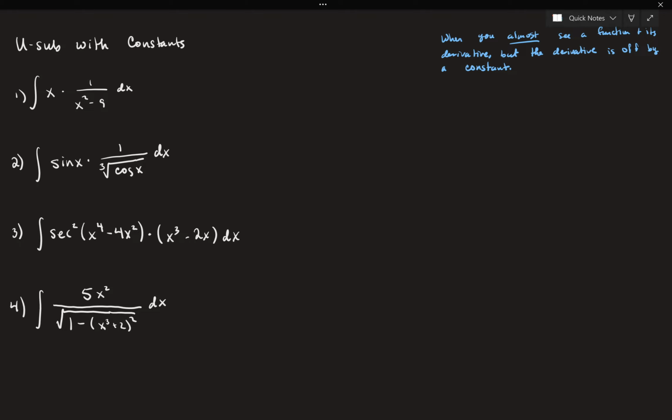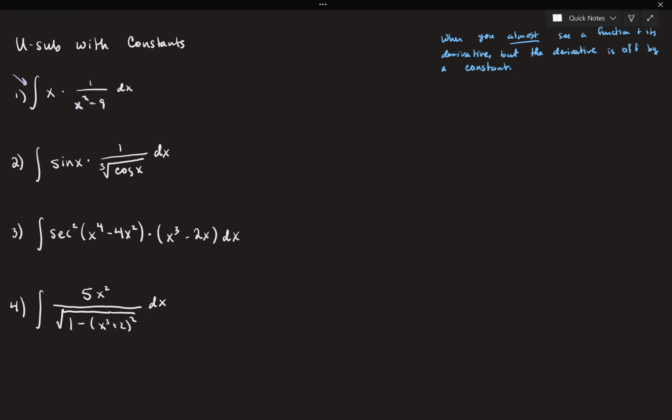The thing I'm going to talk about is when I see a function and its derivative, just like in the previous example video. But in number 1 right here, the derivative of x squared minus 9 is almost there. The derivative is 2x. I need a 2x, but I just have an x. So if I needed a 7x and I had a 5x, if I'm only off by a constant multiple, then that's the kind of problem we're talking about. So let's talk about how to do them.